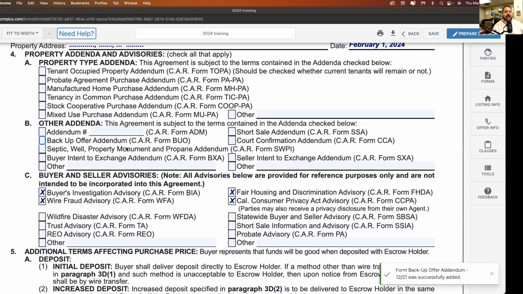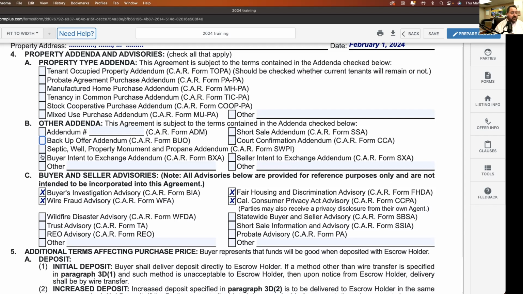Now, if we get it as a counter offer, then we don't need to include it. It's not going to be included or checked off there. Short sale addendum: if I'm writing an offer on a short sale, I'm going to check off that box, make sure it's included. The septic, well, property monument, and propane addendum, that's if it has a septic tank or a well or any of those things, I want to make sure that's included.